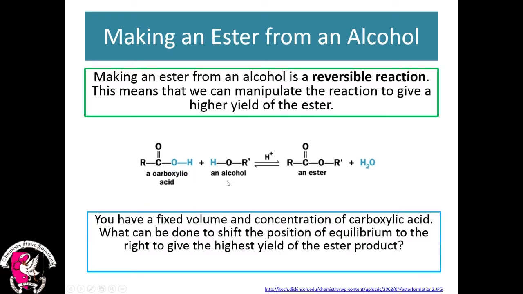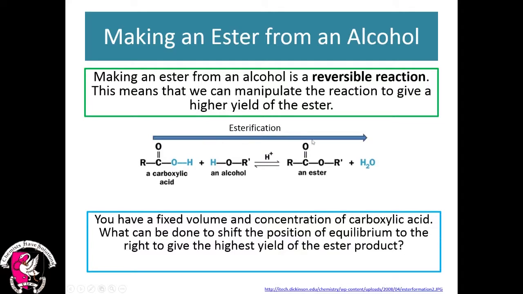And if you left it under reflux, you'd get an equilibrium setup, whereby you'd have dynamic equilibrium. So we'd have the carboxylic acid and alcohol constantly reacting to form an ester, which would then constantly be reacting with some water to form the alcohol and carboxylic acid again. So it is reversible. We'll never get 100% of this ester from reacting these two together. So the question then is, how can we manipulate this reaction to get more of the ester? If we want to get a high yield of ester, what could we do to this reaction? So if we have a fixed volume and concentration of carboxylic acid, what could we do to shift the position of equilibrium to give us the highest yield of ester possible?